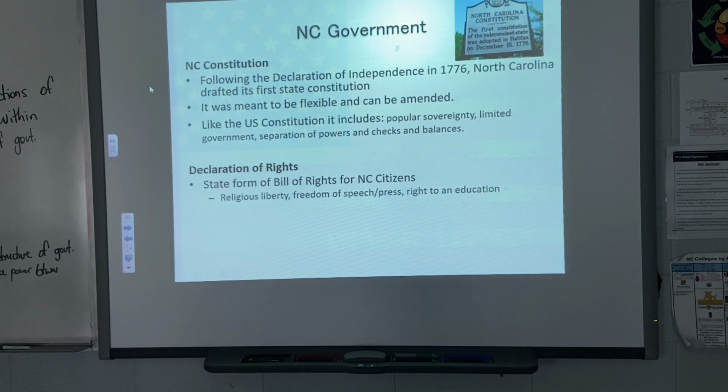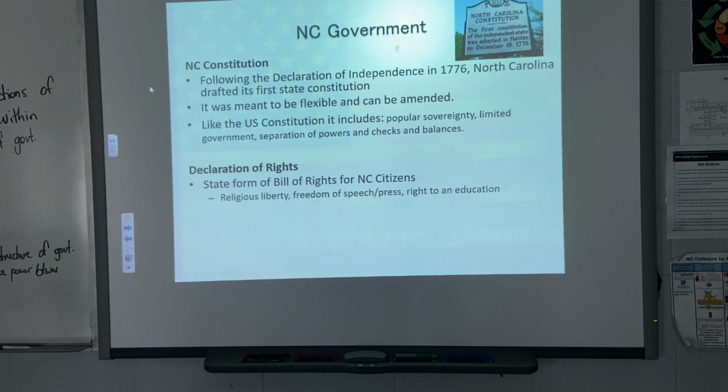Now, like the U.S. Constitution, North Carolina's Constitution does imply popular sovereignty. All right, we the people. The people basically are able to dictate to the government. The people lead the government. The people are the government. Like the federal government itself, the state government is limited. We give rights to the people. We separate their powers. Therefore, we're limiting the state government.